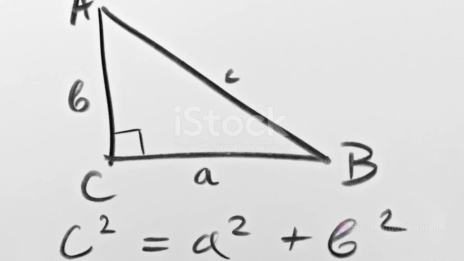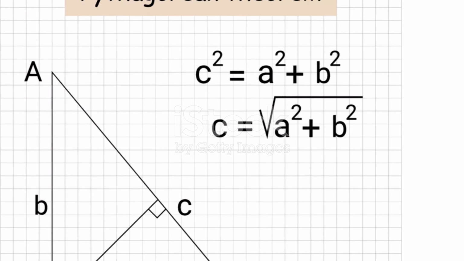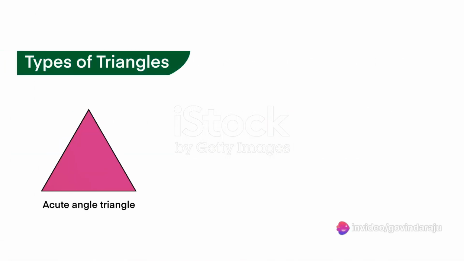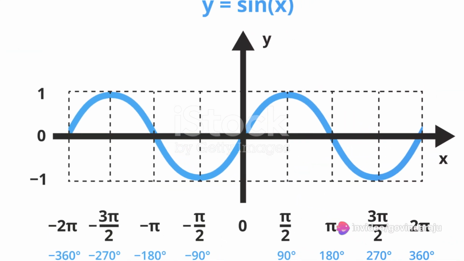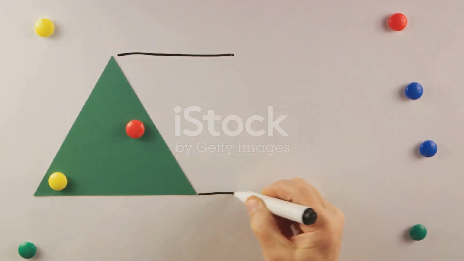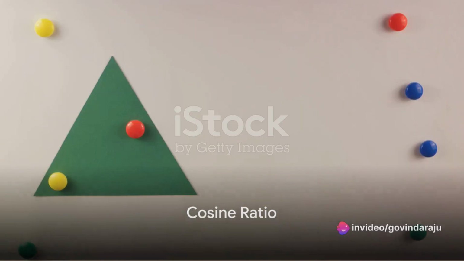Imagine a right-angled triangle. The sine of an angle is simply the length of the side opposite the angle, divided by the length of the hypotenuse. The hypotenuse, if you recall, is the longest side of the right-angled triangle. So, in essence, the sine ratio gives us a relationship between the angle of a triangle and the lengths of its sides. Moving on to the second trigonometric ratio, cosine.